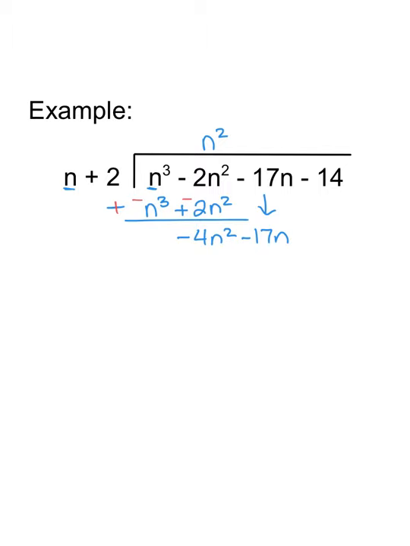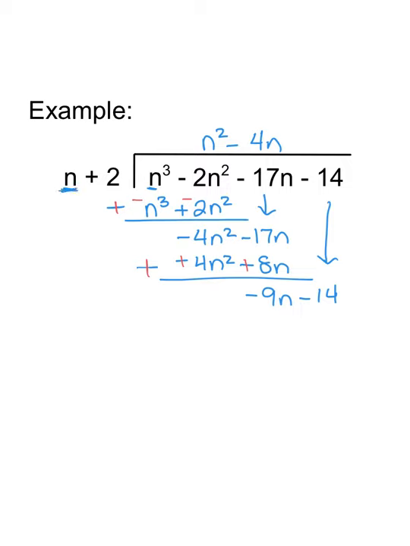Now I'm going to say n times what gives me negative 4n squared. Negative 4n. I'm going to multiply. Negative 4n squared minus 8n. I'm going to subtract. Keep, change, change. Negative 4 plus 4 is 0. Negative 17 plus 8 is negative 9n. Carry down the next term.